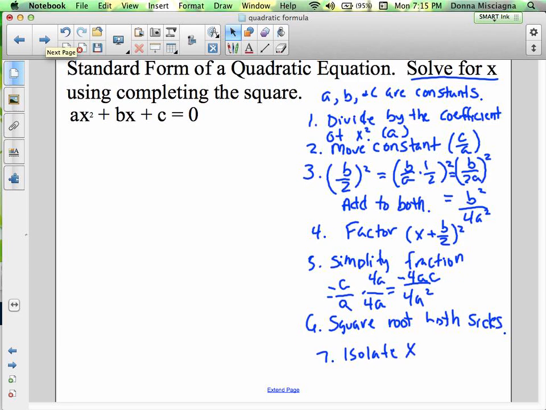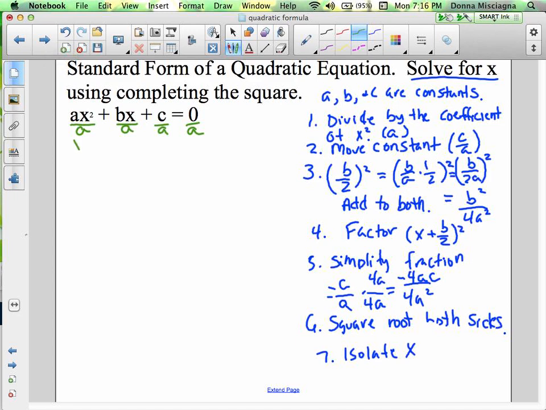All right, so our first step when we're using completing the square, and we have a coefficient in front of x squared, is to divide by that coefficient. So we're going to divide everything by a. Okay, so a, of course, would cancel in our first term. So we have x squared plus b divided by a, x, plus c divided by a equals 0. Those are just two constants, any two constants at all.